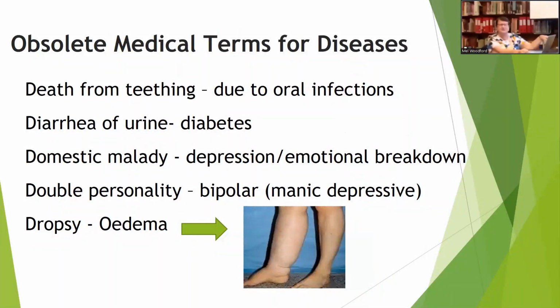So you could have death from teething and due to oral infections, diarrhea of the urine, which is diabetes. Things like domestic malady, which is depression or emotional breakdown. Probably only the women had that one. No wonder they were depressed. Probably. Then, of course, dropsy or edema, and that's a picture of somebody with dropsy.